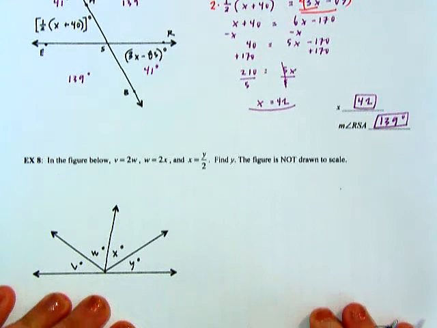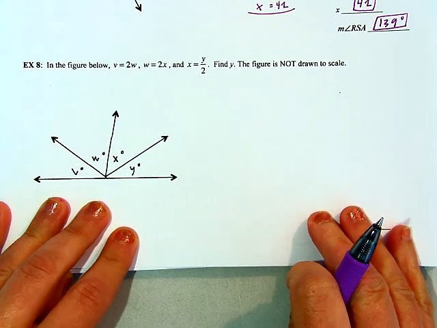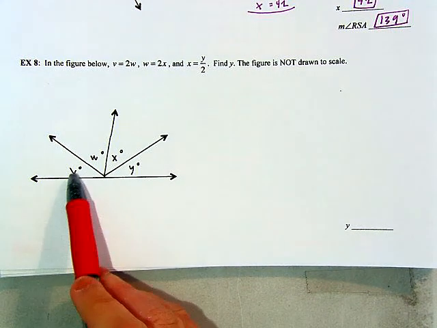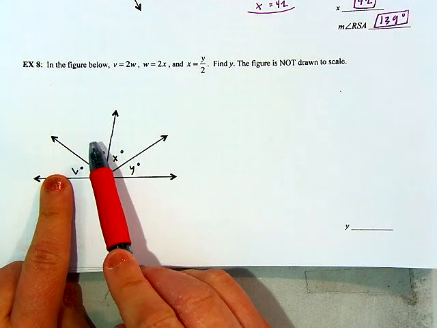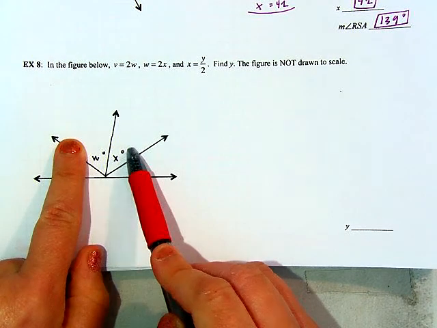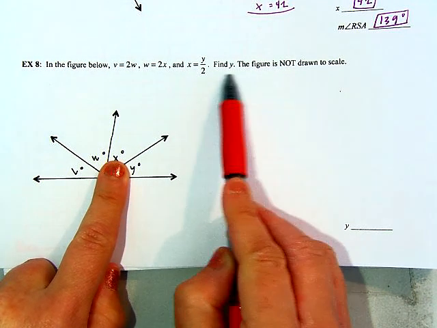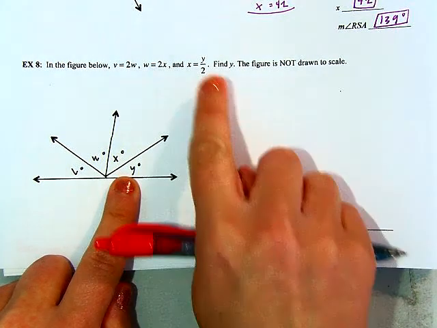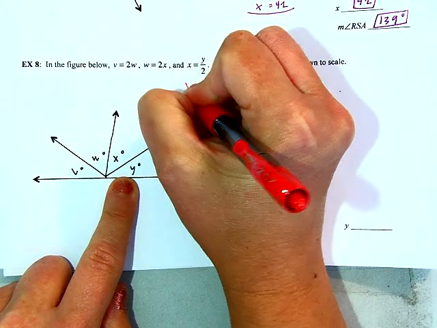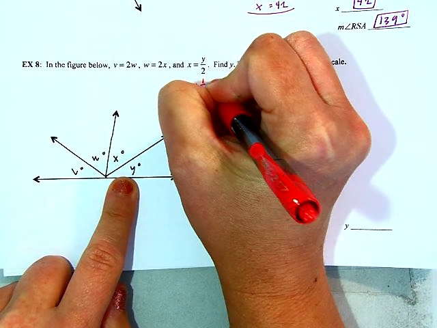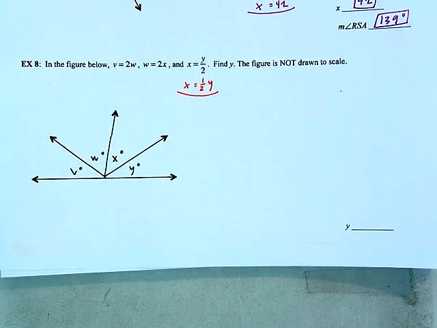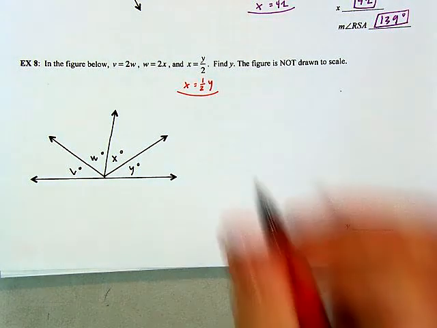All right, one more problem. All right, so in our figure below, V equals 2W. Okay, V equals 2W. W equals 2x, and x equals y over 2. We want to find y. One thing I want to point out too is where it says x equals y over 2 is really the same thing as writing it as 1/2 of y. Those are interchangeable structures. I'm just pointing that out to you. Now, I want to solve for y. That's my instruction. Find y.